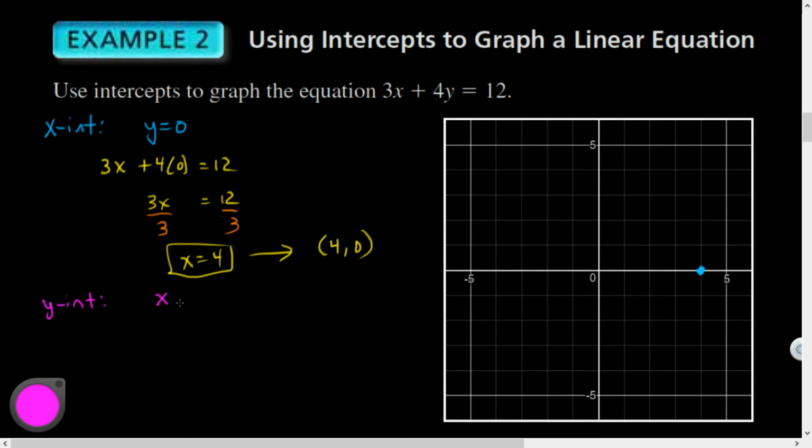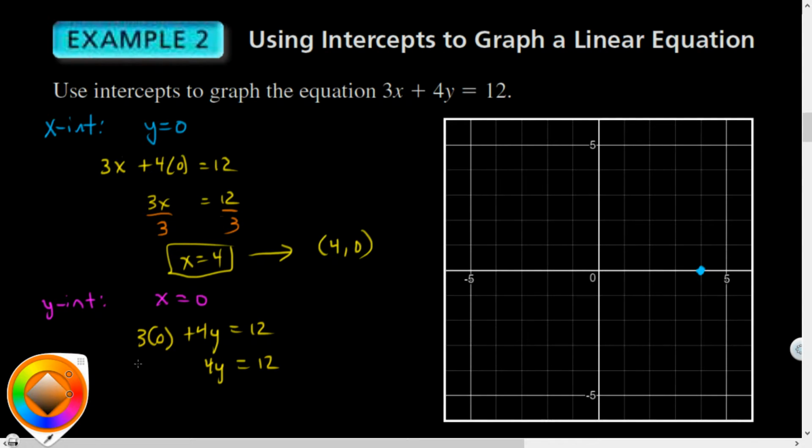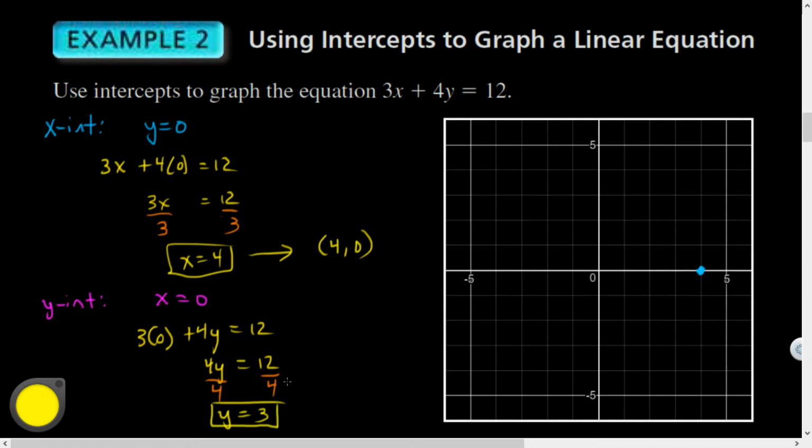Let's see. So for the y-intercept, that occurs when x equals 0. Using the same equation, which is in standard form, I'm going to plug in 0 for x. So 3 times 0 plus 4 times y equals 12. 3 times 0 is 0, so that's the same as 4y equals 12. Then I'll divide both sides by 4, and I get y equals 3. So the y-intercept is at 3, and that's the same as the point (0, 3).